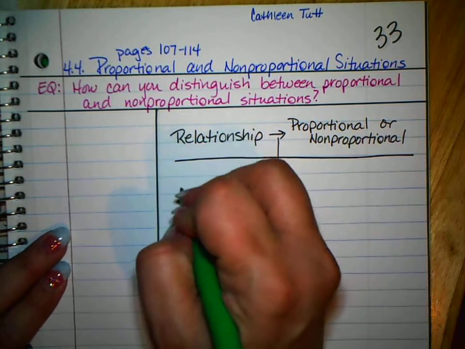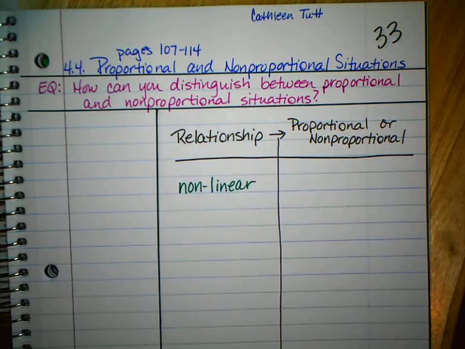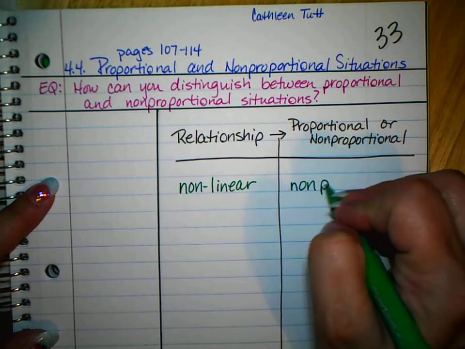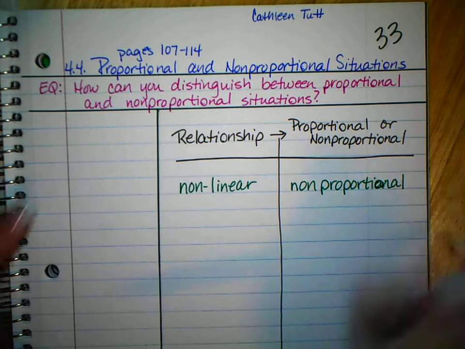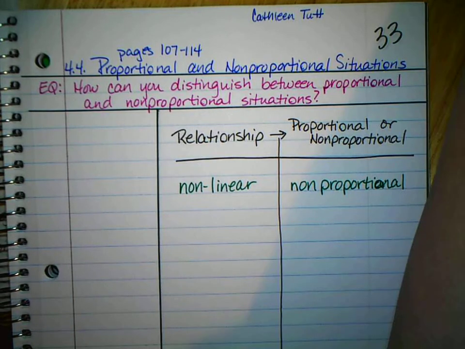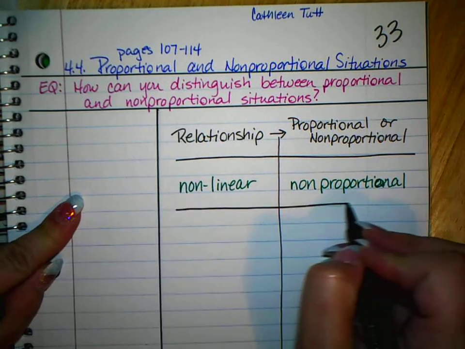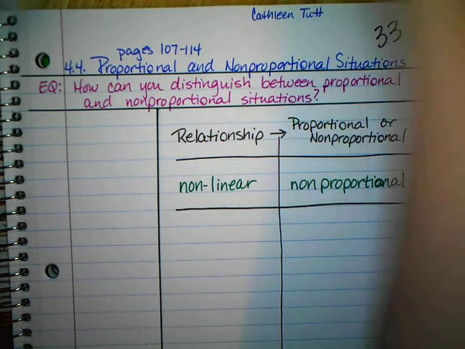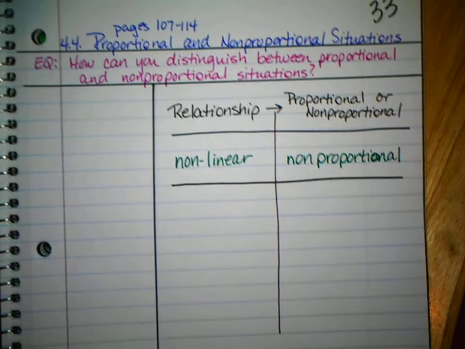If we have a non-linear situation, in other words, the graph is not going to form a line, well, that kind of falls into being non-proportional. We haven't seen a whole lot of those, but they will be non-proportional. And if you notice here, we're building a table for you. And we've actually looked at two linear situations.